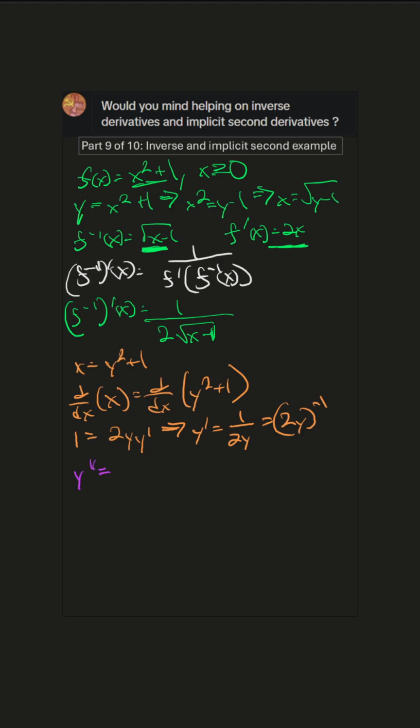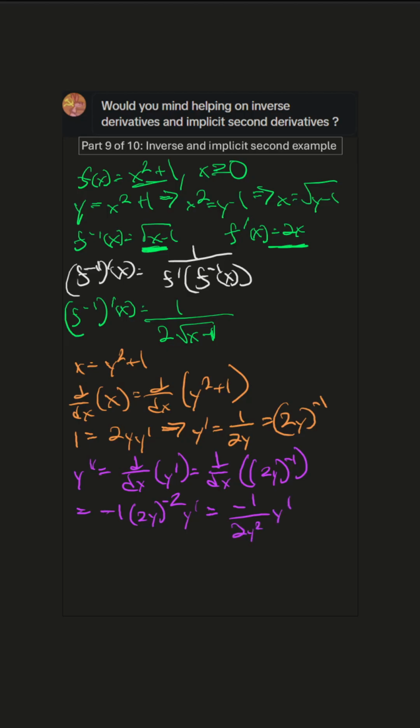Let's find y double prime. So y double prime, we take d dx of both sides of the equation again. d dx of y prime equals d dx of 2y to the -1 power. Okay. Now what does that equal? We just use the power rule, bring down the -1, 2y to the -2, and chain rule again, so that's y prime. Okay, let's just rearrange that. So that's -1 over 2y squared times y prime. And what is y prime? Well, y prime is right there. So that equals -1 over 4y cubed.